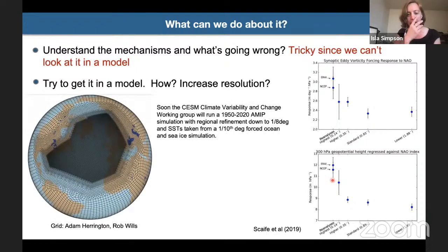And so one of the things we want to do in the coming months with CSM is to run one long AMIP simulation from 1950 to 2020 with regional refinement down to 1/10th degree in the North Atlantic, 1/8th degree, and take SSTs from a 1/10th degree forced ocean and sea ice simulation so we can capture the eddies like Ben was talking about, and really just try and push the limits of our resolution to see whether anything changes about the nature of North Atlantic jet stream variability.